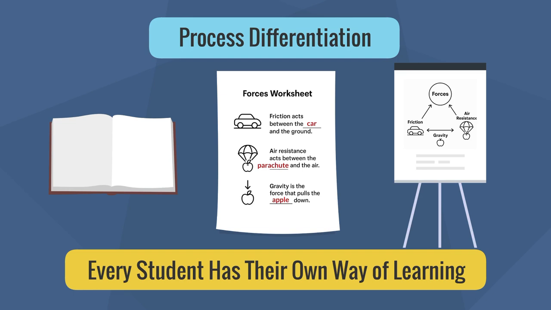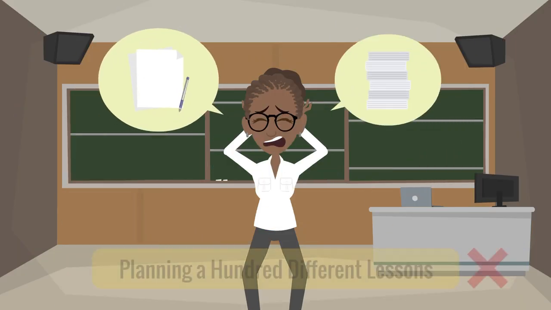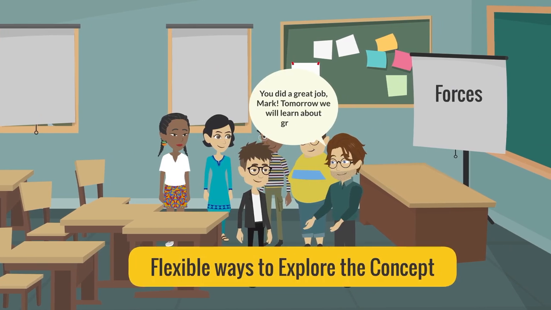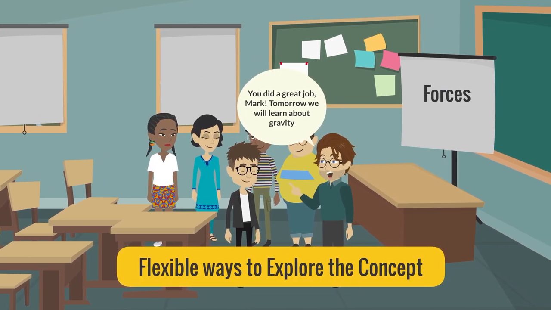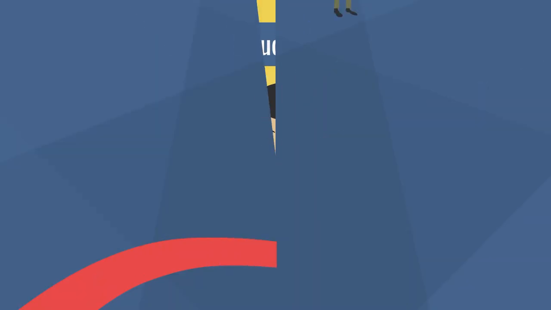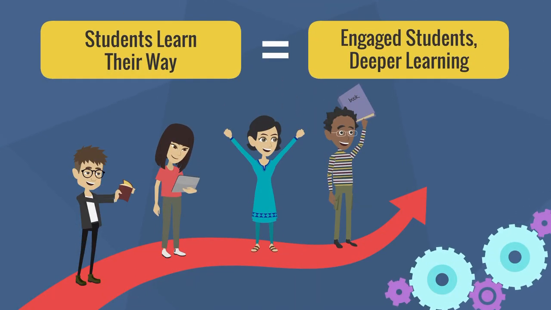That's process differentiation. It doesn't mean planning 100 different lessons. It means offering a few flexible ways to explore the same idea, so more students can succeed. Because when students can engage with the learning in a way that fits their needs, they're far more likely to get it and keep going.